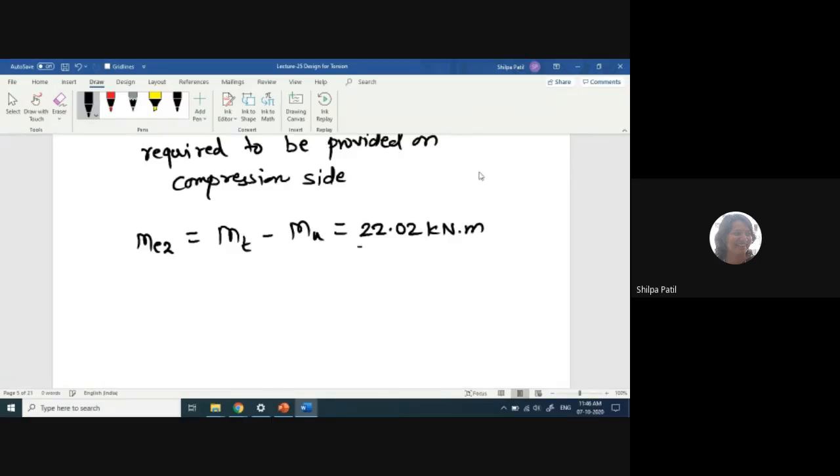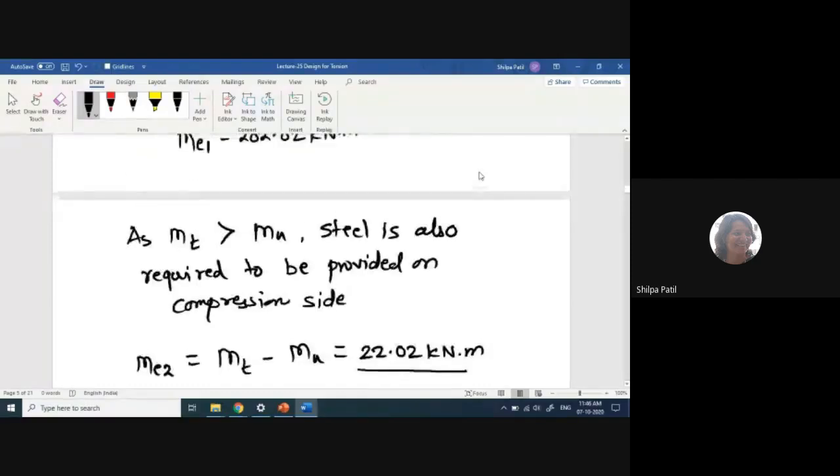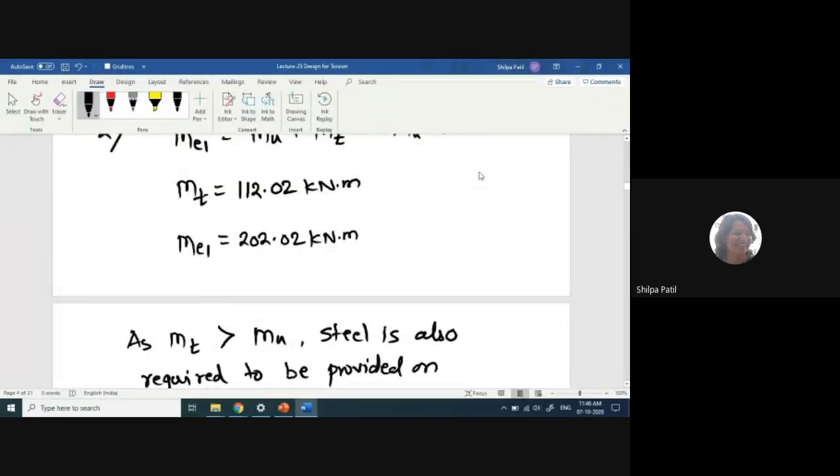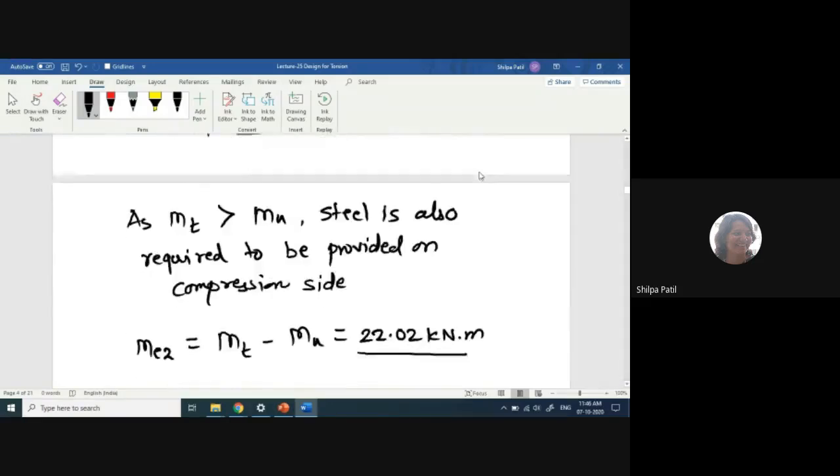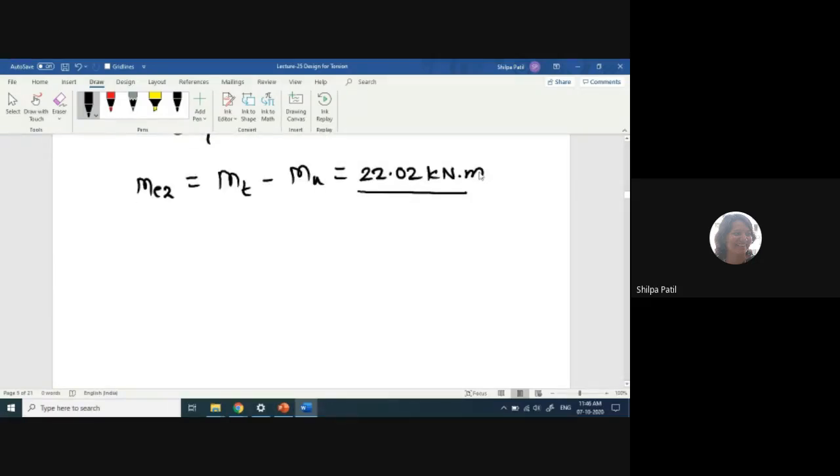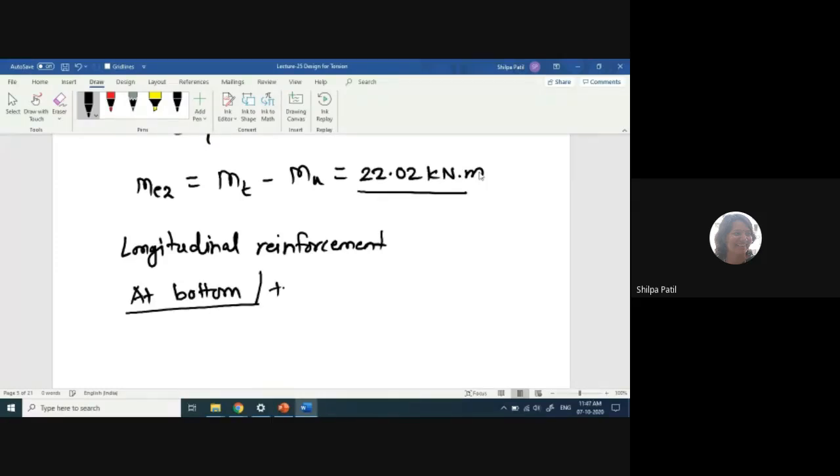Okay, so for this value of moment, we have to calculate the steel to be provided on compression side. And for this value, ME1, we have to find out the steel on the tension side. So I will simply write down now the calculation for longitudinal reinforcement. We will first calculate at bottom, that is for ME1, or at tension side.